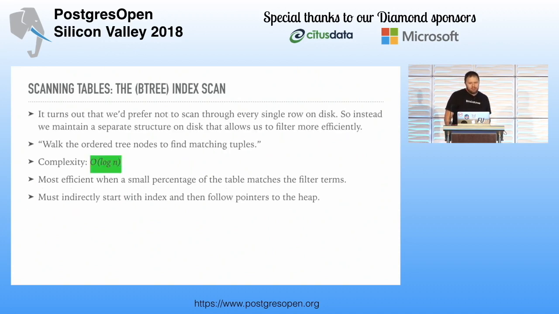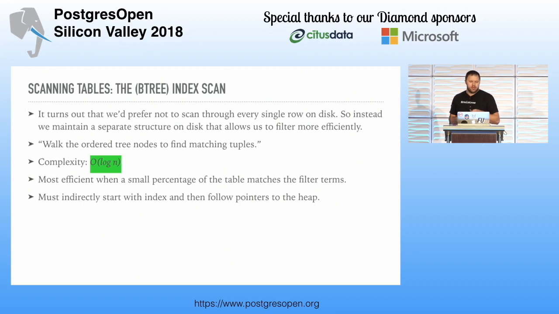But it turns out that we generally prefer not to have to process 500 million rows for every query if you have a 500 million row table. And so we implement indexes. And we're only going to talk about B-tree indexes today, since they're the default in Postgres and the most common. With indexes, we maintain a separate structure on the disk that allows us to perform our filtering more efficiently. And with B-trees, we walk the ordered nodes on disk to find matching tuples. They're sorted on disk, the ordered part, and we seek ahead to the right spot and then only look at the part that matches our filter.